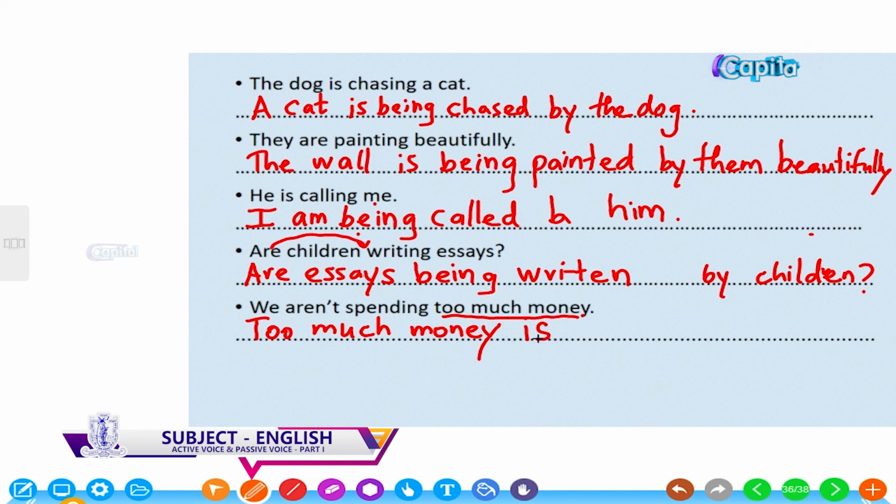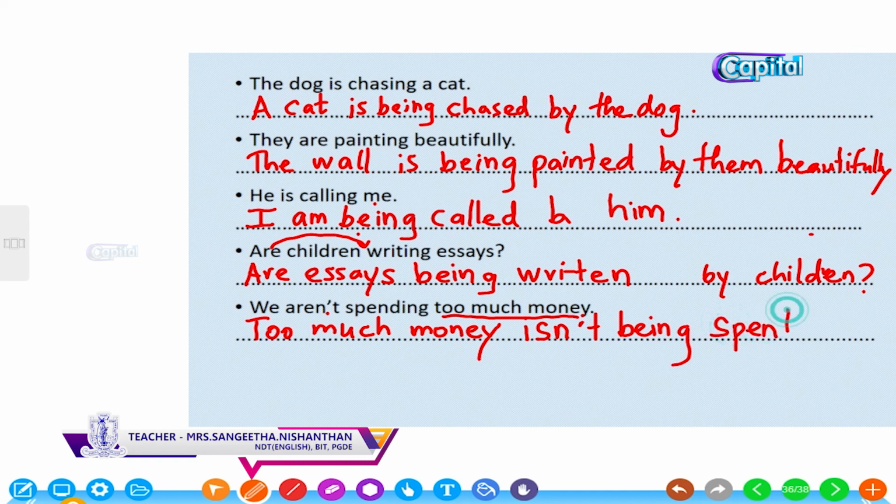Too much money is, but it is in negative. So, these should be in the negative, is not, the being plus the past participle of the main verb. The main verb here is spending. So, the past participle is spent. Too much money isn't being spent by the we changes as us.